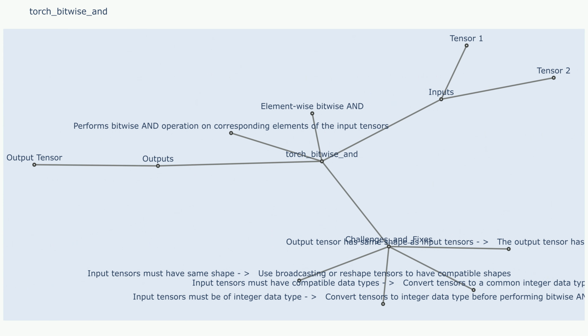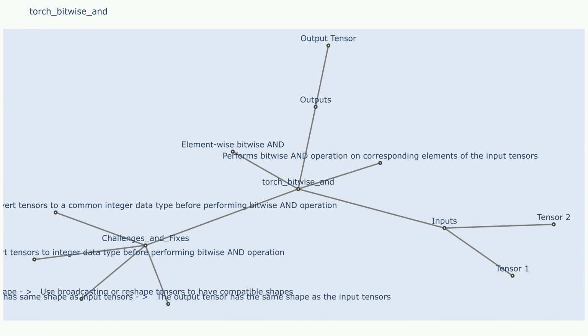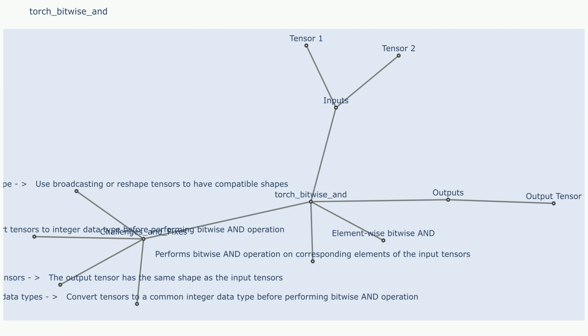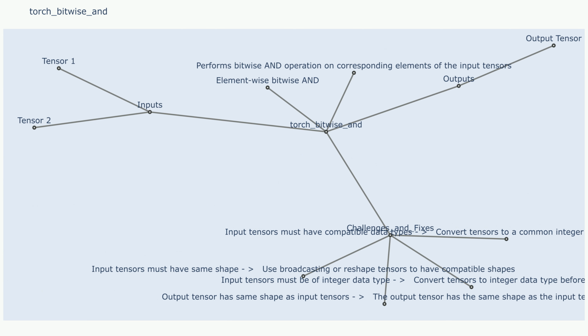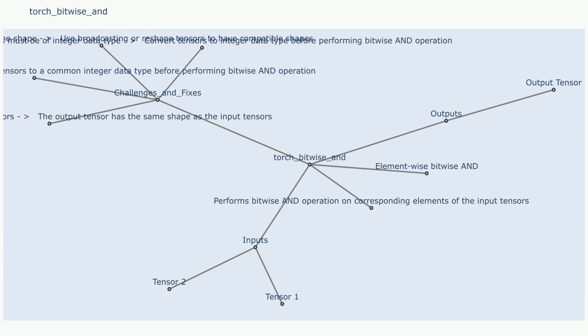Sample use case that resulted in challenge 1: trying to perform a bitwise AND operation between two tensors of different data types, such as a tensor of integers and a tensor of floats. Fixes to challenge 1. Convert both tensors to the same data type before performing the bitwise AND operation. Use a tensor of a data type that supports bitwise operations, such as integers.